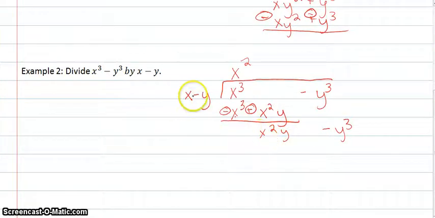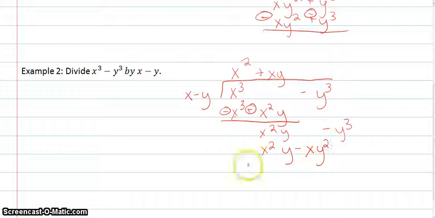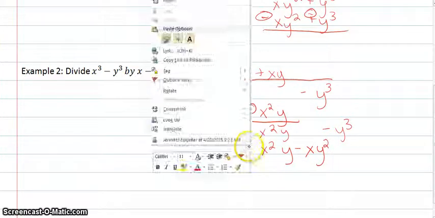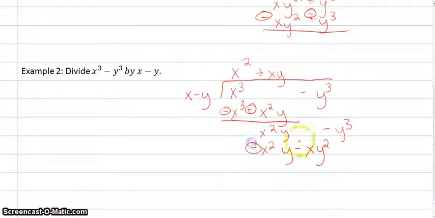And then I divide my first term by my first term. So x squared y divided by x is positive xy. And then I multiply xy times x minus y. So that's x squared y minus xy squared. Then change the signs. First term cancels, and then I have positive xy squared minus y cubed.